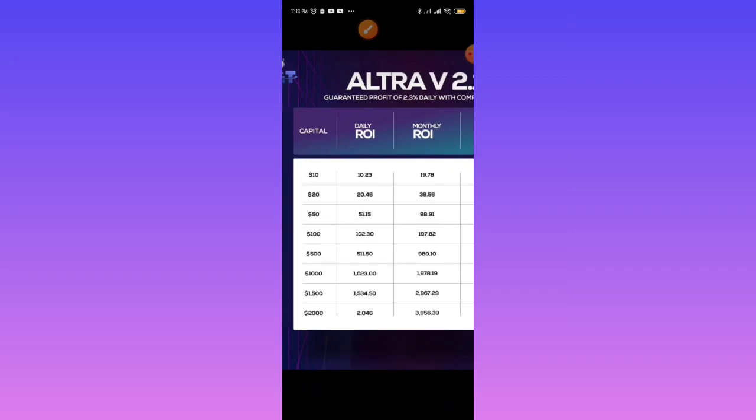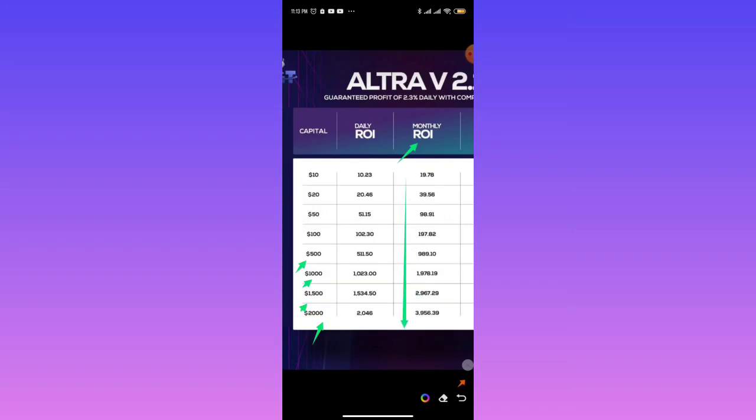For $500 you get $11.50. For $1,000 you get $23 every day for 24 hours. For $1,500 you get $34.50. For $2,000 you get $46 for 24 hours. Now, if you do this for 1 month, look at the return on investment here for 1 month.